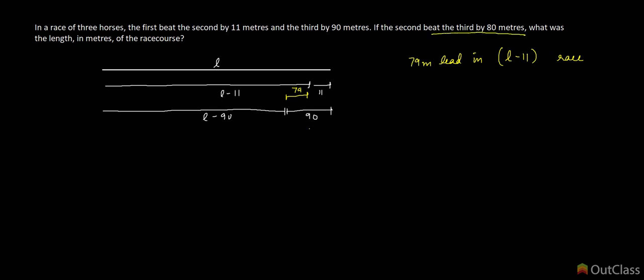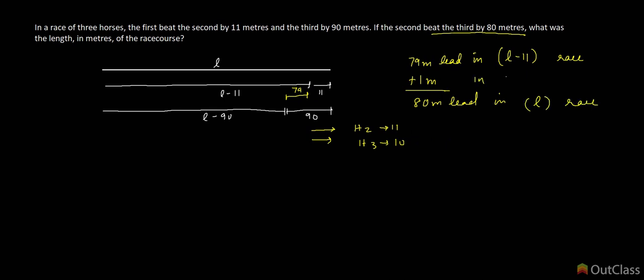So what happened was, during this last 11 meters, in the same time that H2 ran 11, H3 only ran 10, and that is why one more meter lead happened. That is how you get the 80 meter lead in L race. Another meter lead in the 11 race. There's a small race of 11 meter length happening, during which horse 2 did 11 and horse 3 did only 10 in the same amount of time.